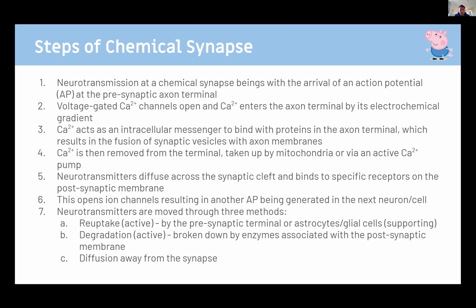Neurotransmitters then diffuse across the synaptic cleft and bind to specific receptors. And then this will open ion channels and result in another action potential being generated in the next neuron or cell.